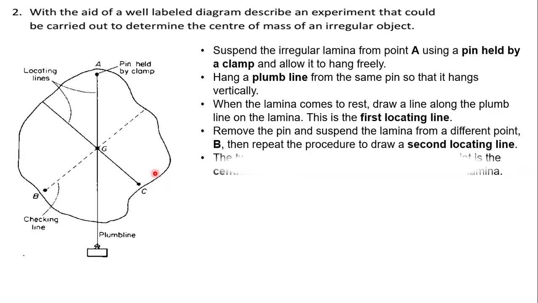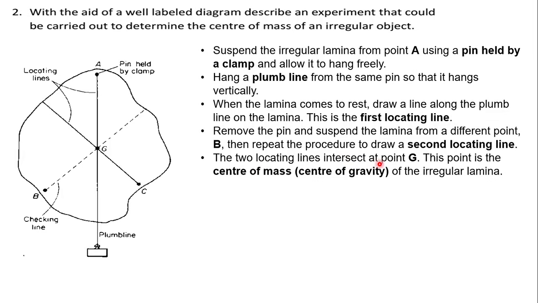All right. So the 2 locating lines are going to intersect at point G. This is the center of mass or center of gravity of an irregular lamina, so this point here, such that if you support this point on a finger, the object is going to balance at that point, as if all its mass lie on that particular point.